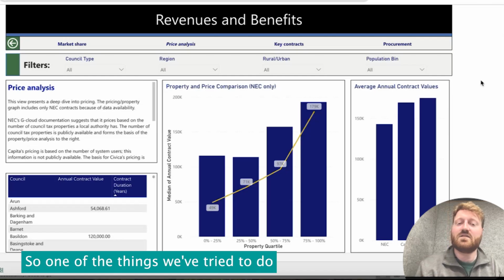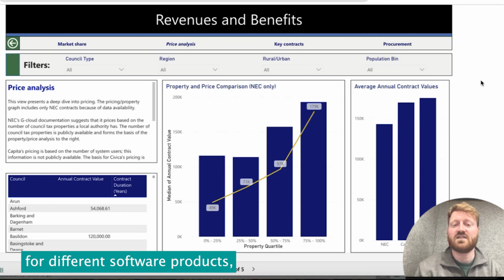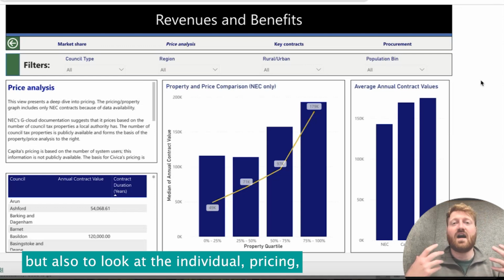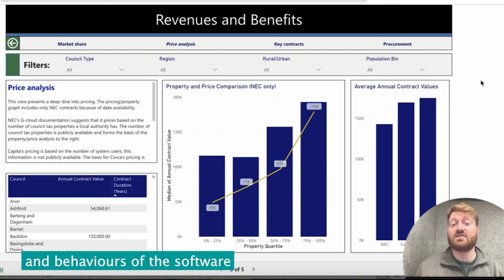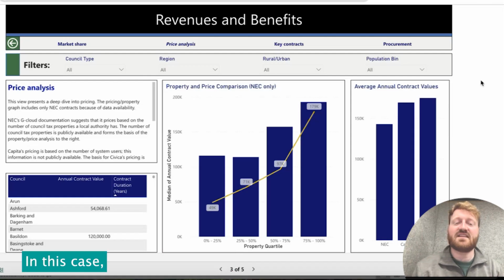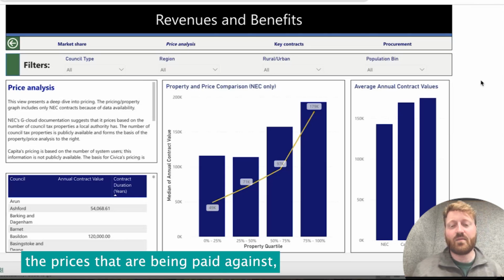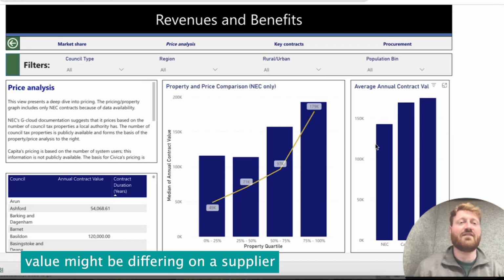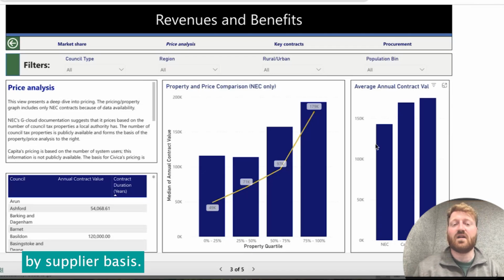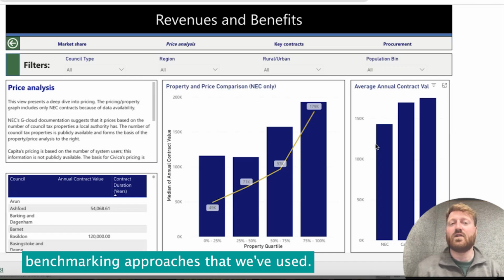So one of the things we've tried to do is look at the overall trend of pricing for different software products, but also to look at the individual pricing requirements, habits, and behaviors of the software vendors themselves. In this case, we've tried to benchmark the prices being paid against property quartile value. Similarly, we've looked at how contract value might differ on a supplier by supplier basis. You'll see as we run through the different markets some of the different price benchmarking approaches that we've used.